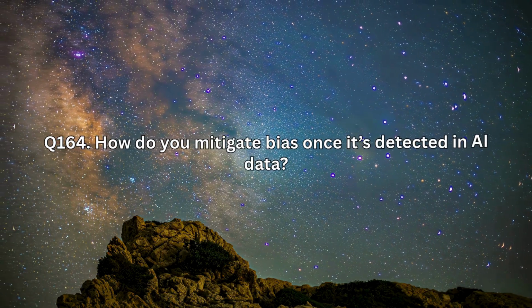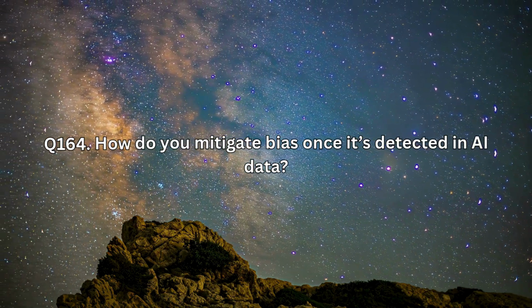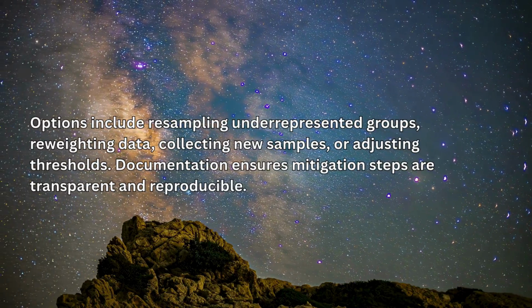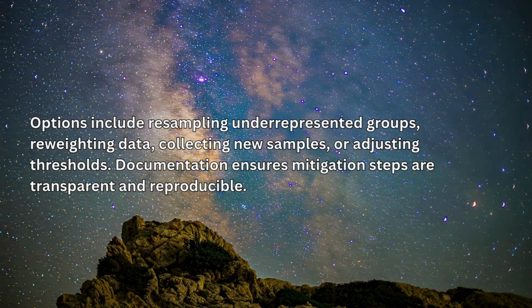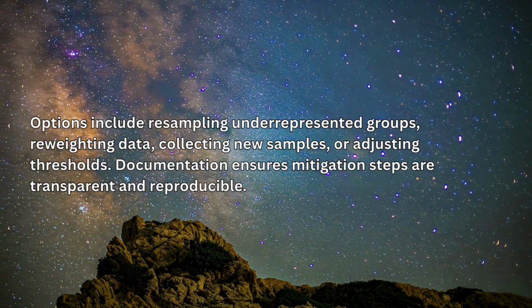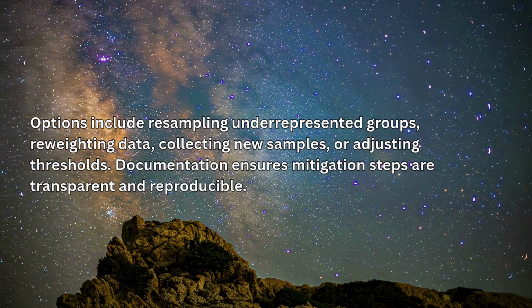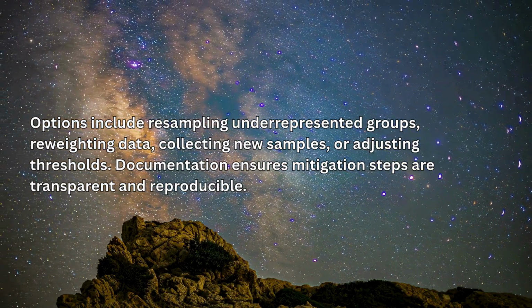How do you mitigate bias once it's detected in AI data? Options include resampling underrepresented groups, reweighting data, collecting new samples, or adjusting thresholds. Documentation ensures mitigation steps are transparent and reproducible.